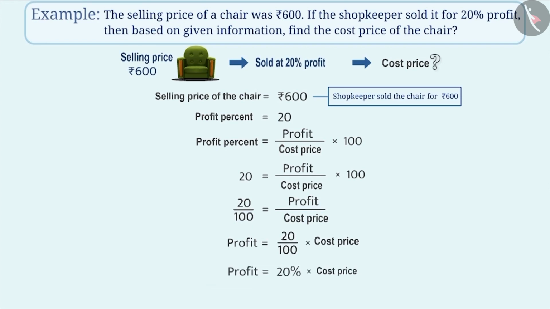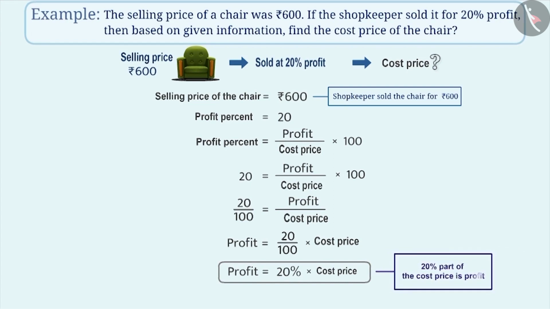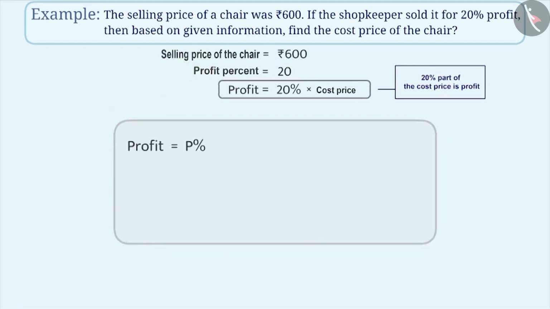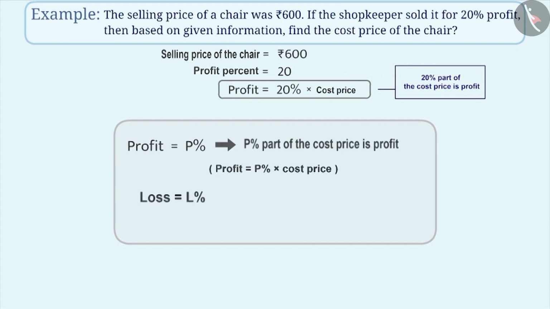What do you understand from this? Think for a while. Absolutely correct. 20% of the cost price is profit. Let us suppose you have been given P percentage profit. Then it means P% part of the cost price is profit. Similarly, if you have been given L percentage loss, then it means L% part of the cost price is loss.